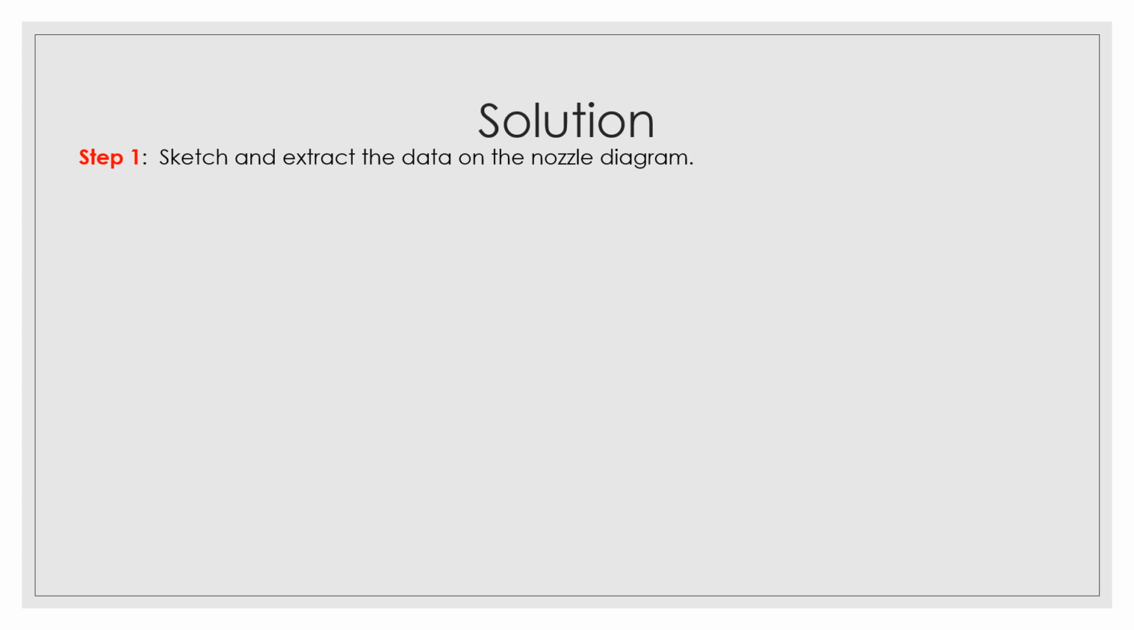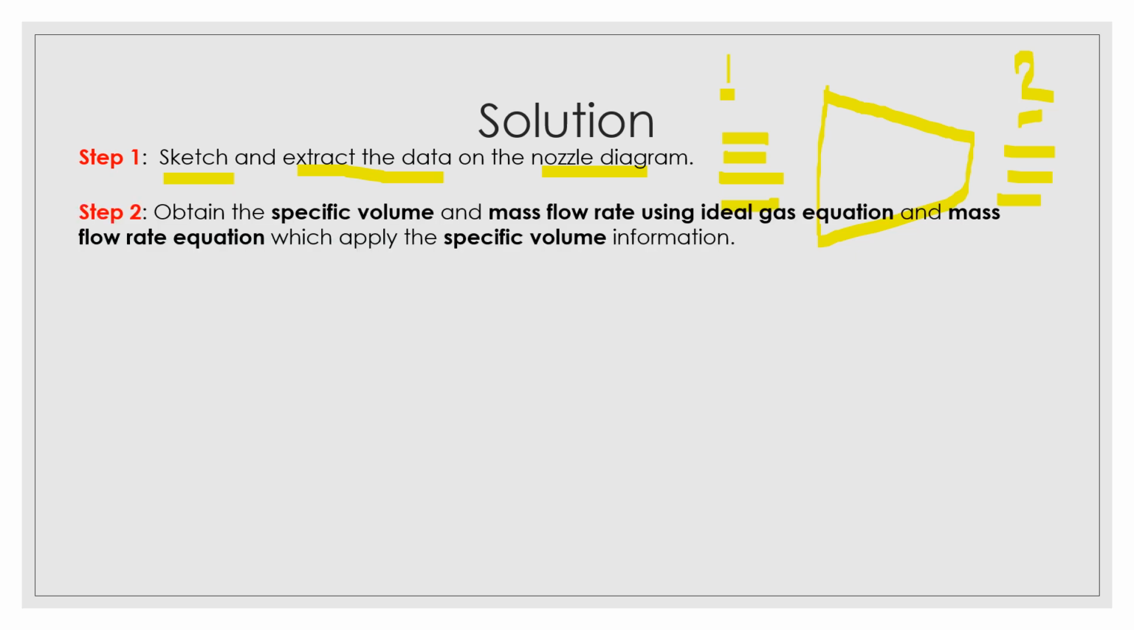Step 1, sketch and extract data on the nozzle diagram. In the form of sketch, you may go for a very rough sketching. Extract data means that, let's say this one is the entering part and this one is the leaving part from the nozzle, and try to list down all the information related to the enter of the system, and the information related to the exit or leaving. And then obtain the specific volume and mass flow rate using the ideal gas equation and mass flow rate equation, which applies the specific volume information.